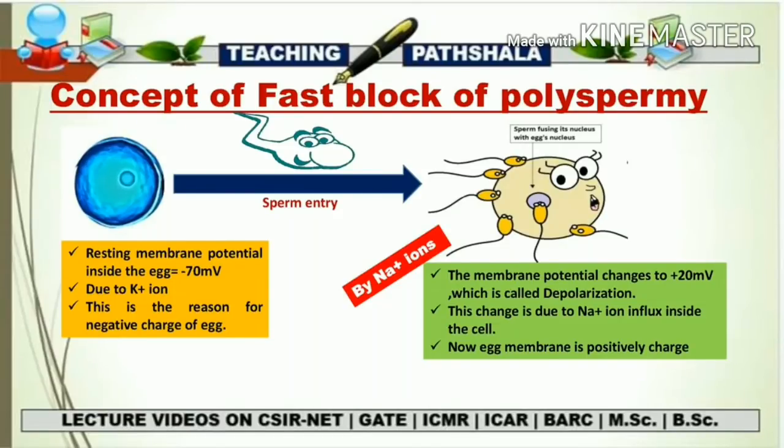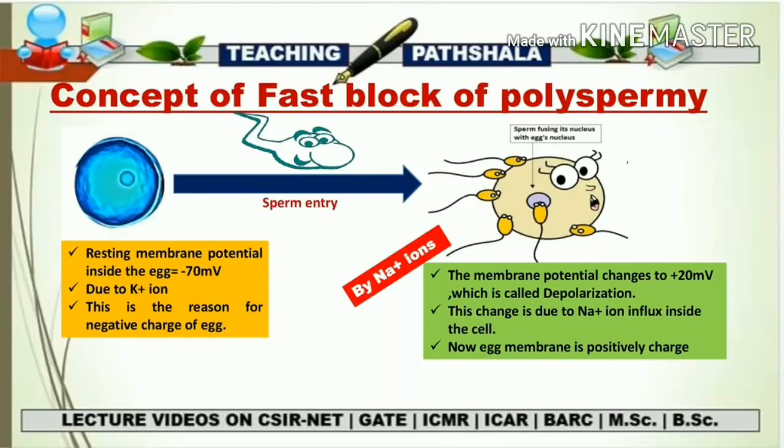So in the condition when there is absence of a sperm, at that time the membrane of our egg is in a resting membrane potential, showing a value of minus 70 millivolt. And this negative charge of the egg membrane is due to the presence of potassium ion inside an egg. So you have to understand that before the entry of a sperm inside an egg cell, the egg has a negative charge on its surface, and this negative charge is due to the presence of potassium ion inside the egg cell, and that is responsible for its resting membrane potential of minus 70 millivolt.